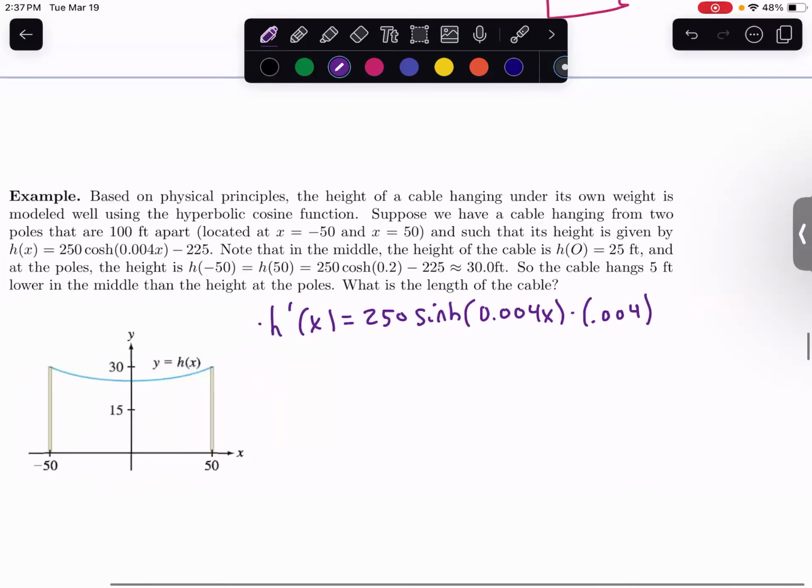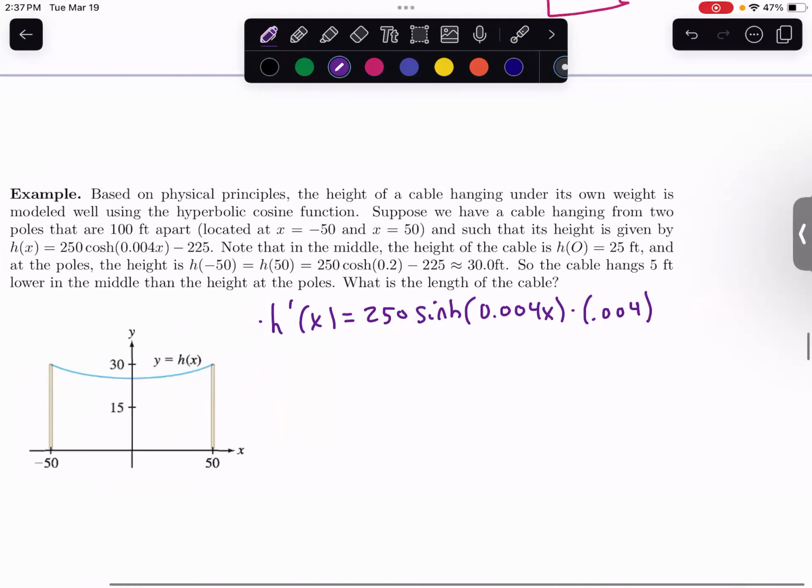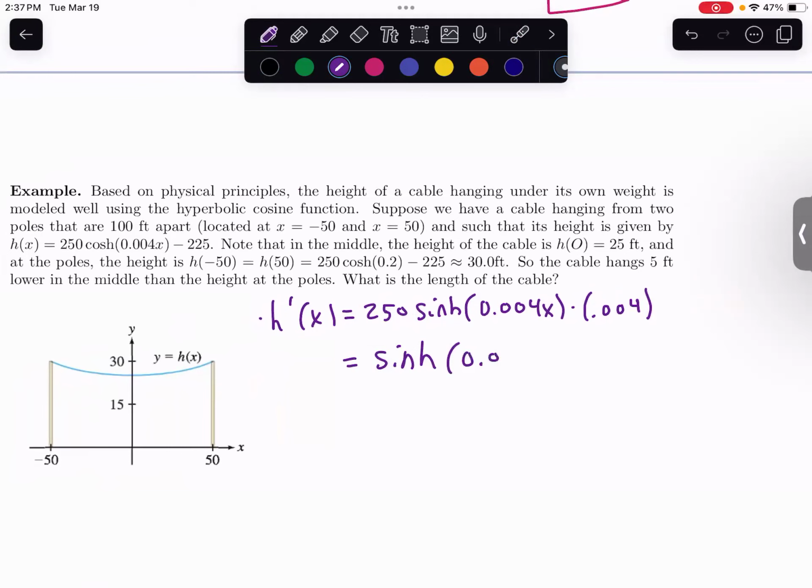All right, so this is just using the chain rule to calculate the derivative. And what ends up being nice is if you do 250 times 0.004, it just ends up being equal to 1. So this actually ends up just being equal to hyperbolic sine of 0.004x. Okay, so that's the derivative. We got it into a pretty nice form.